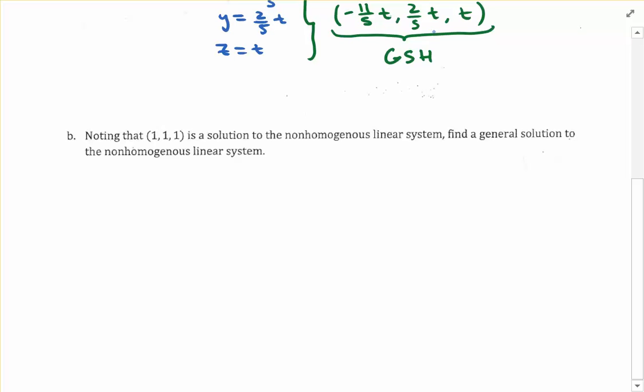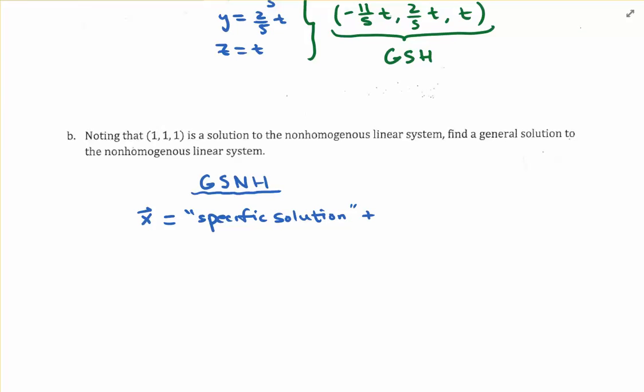So check this out. I'm going to write it out this way. The general solution to the non-homogeneous linear system has the following format. The solution vectors x is going to equal a specific solution, i.e. 1, 1, 1, plus the general solution of the homogeneous linear system. So I'll simply put GSH.